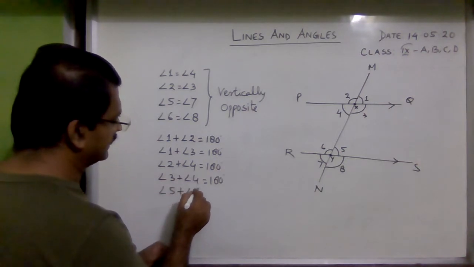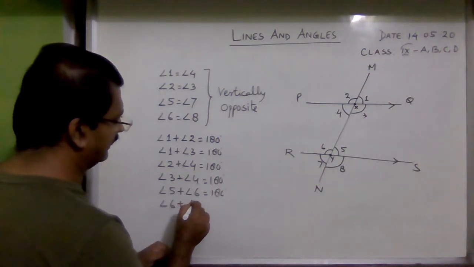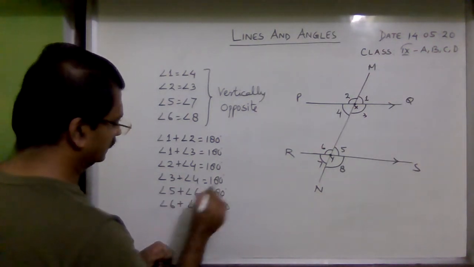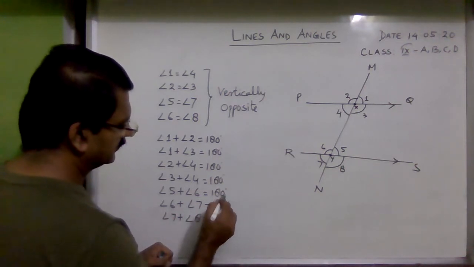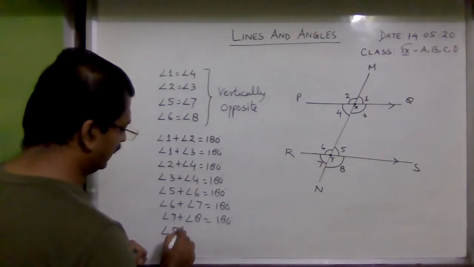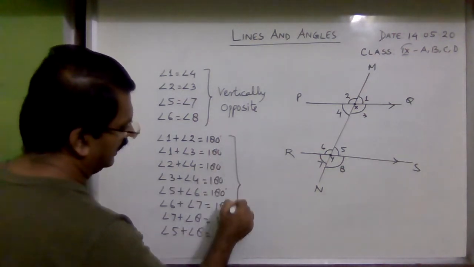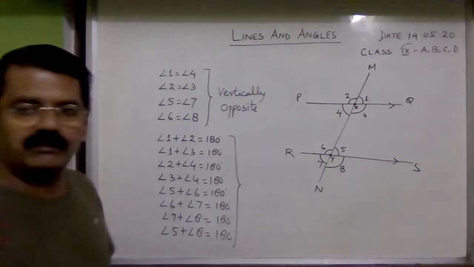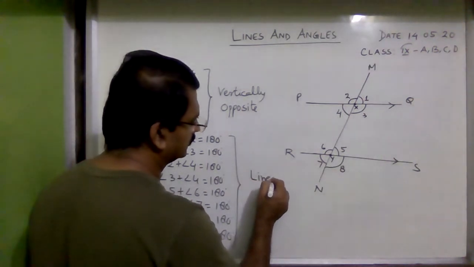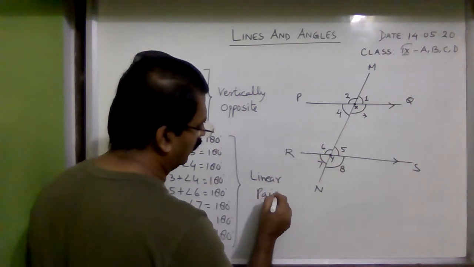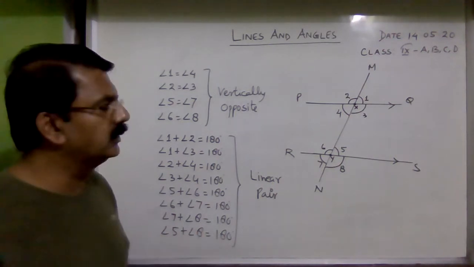Angle 5 plus angle 6 is 180. Angle 6 plus angle 7 is equal to 180 degrees. Angle 7 plus angle 8 is equal to 180 degrees. And angle 5 plus angle 8 is equal to 180 degrees. And the reason for all of them is the same, that is, they are forming a linear pair. I hope vertically opposite angles and linear pair is clear to you.